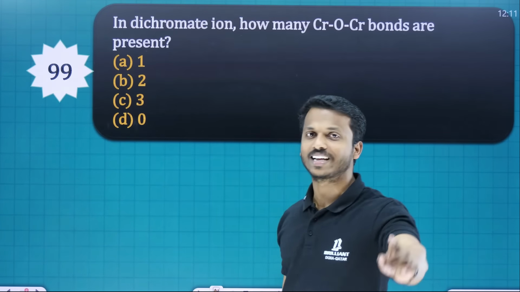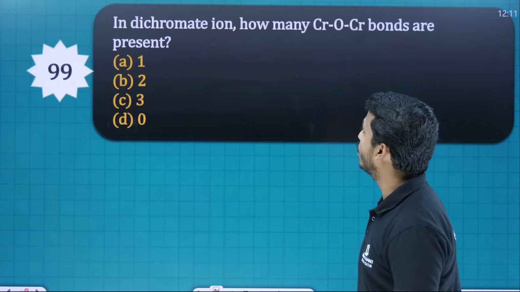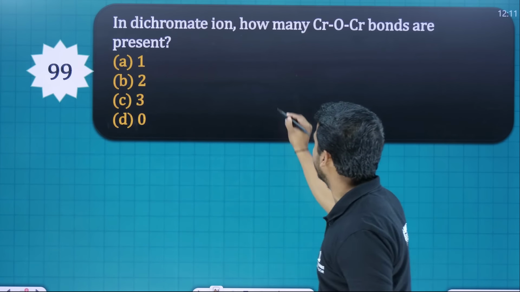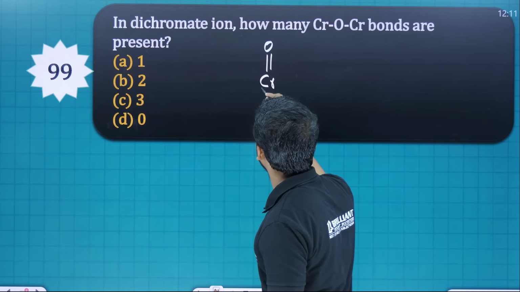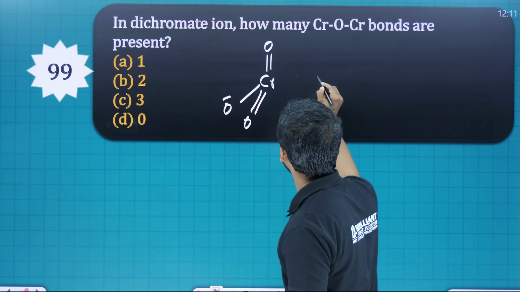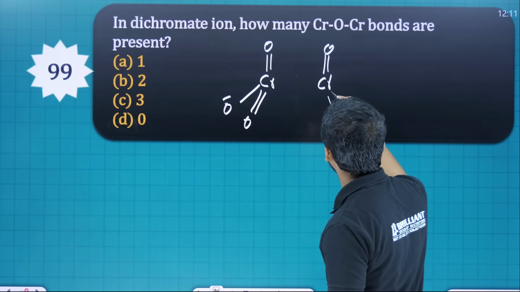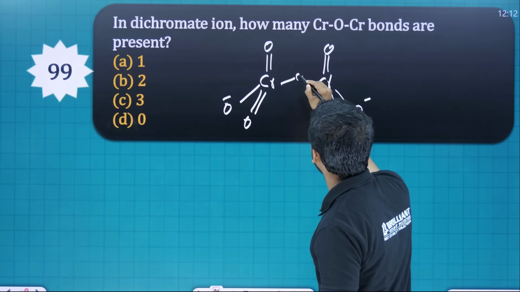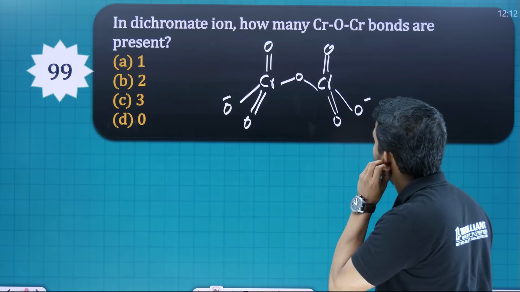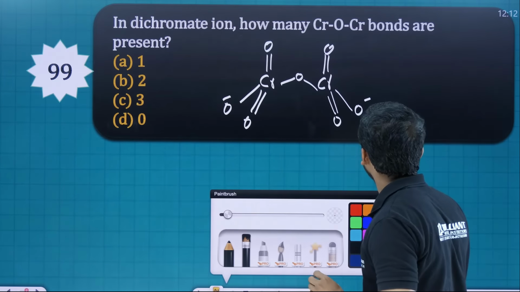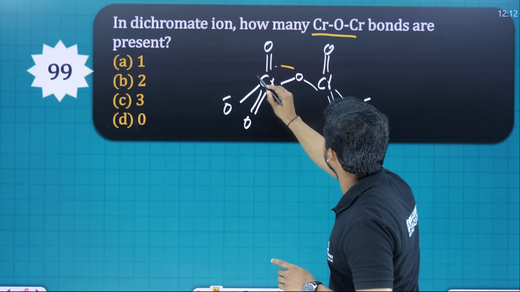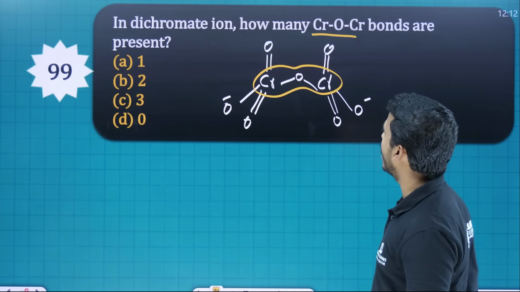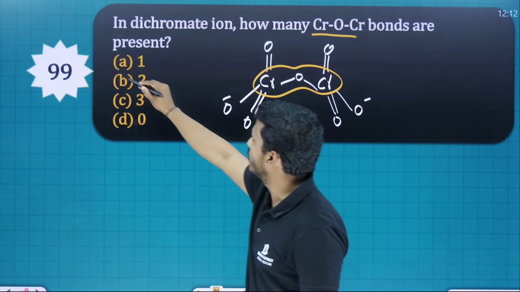Okay, 99, second last question. In dichromate ion, what is the dichromate ion structure? You remember? Cr double bond O minus, Cr double bond O minus, and there is an oxygen. So in dichromate ion, how many CrOCr bonds? There is only one, right? How many CrOCr bond is present? One. Basically, they're asking whether you know the structure or not.